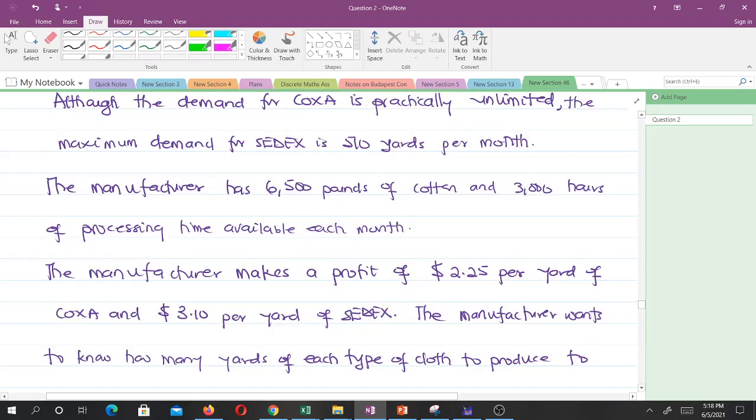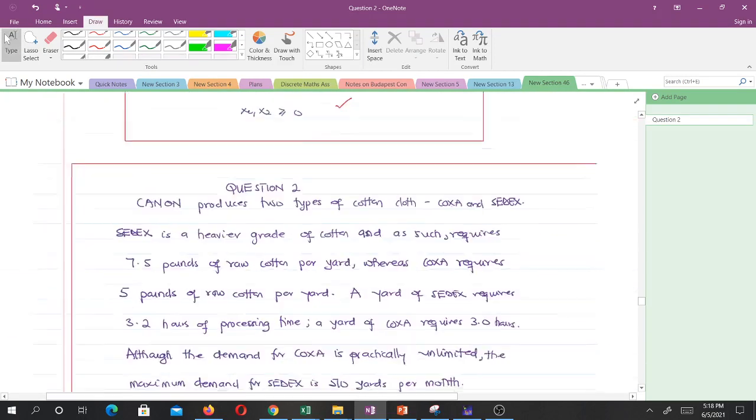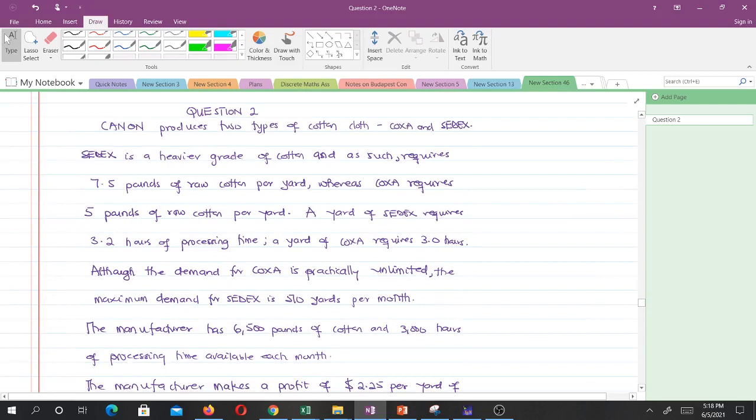Which was like this. Now, Canon produces 2 types of cotton cloth, Kosa and Sedex. The Sedex is a heavier grade of cotton and as such requires 7.5 pounds of raw cotton per yard, whilst Kosa requires 5 pounds of raw cotton per yard. A yard of Sedex requires 3.2 hours of processing time. A yard of Kosa requires 3.0 hours. Although the demand for Kosa is practically unlimited, the maximum demand for Sedex is 510 yards per month.